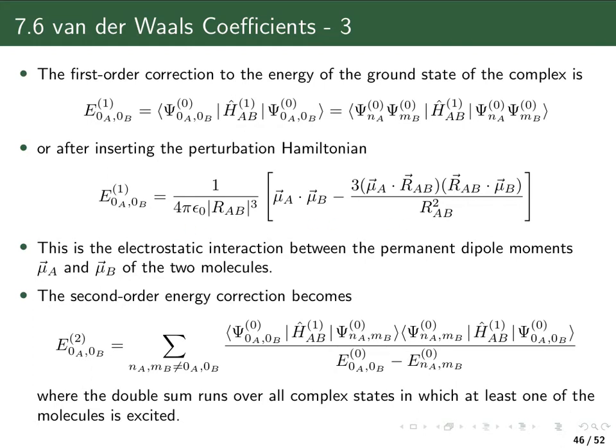The second order energy correction is then the usual sum of states expression, where we here have the first order operator. We have again the zeroth order wave functions here in the ground state and the excited state, where the excited state here means that either molecule A or molecule B is in the excited state, or both of them. So it's basically all the other states except the one where both are in the ground state. And these are then the zeroth order energies, which is just the sum of the corresponding energies of the two separated molecules.